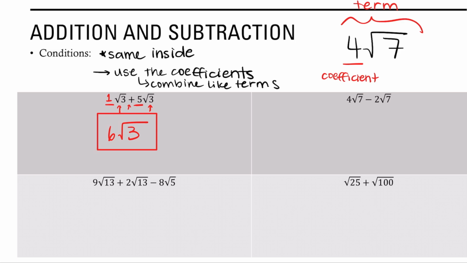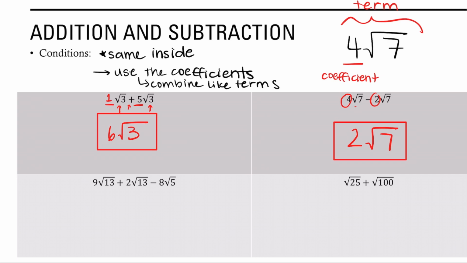So let's look at another example. We have, again, the same inside. So we know that there's going to be the square root of 7 at the end. What I really have to do now is look at the front and see what those numbers are. I have a 4 and I have a 2 as my coefficients. And I'm subtracting. So it'll be 4 minus 2, which is 2. And that would be my answer there.